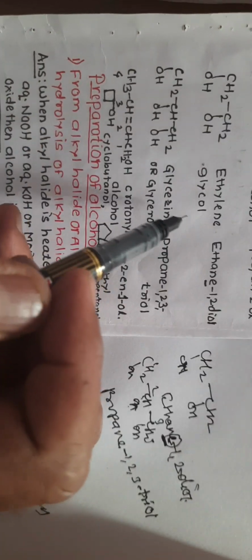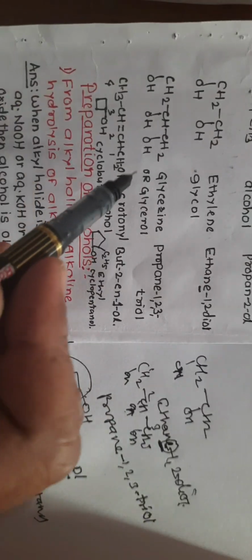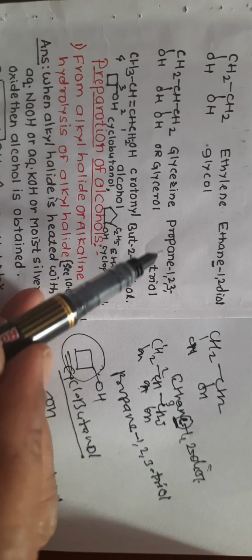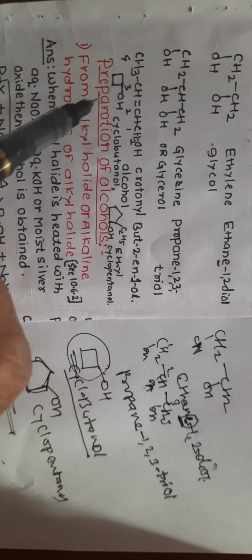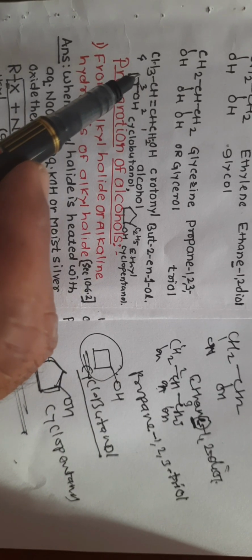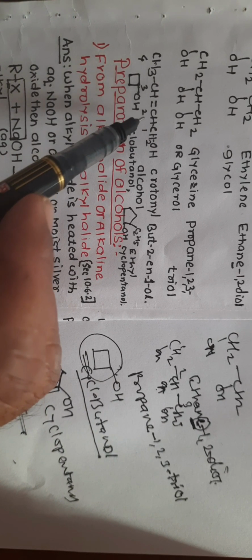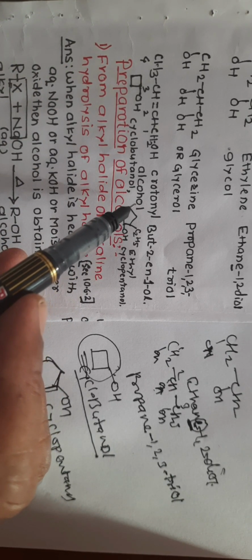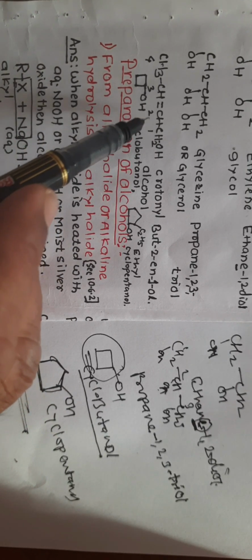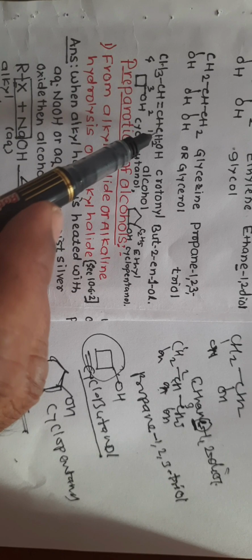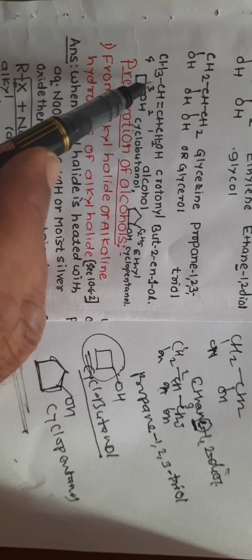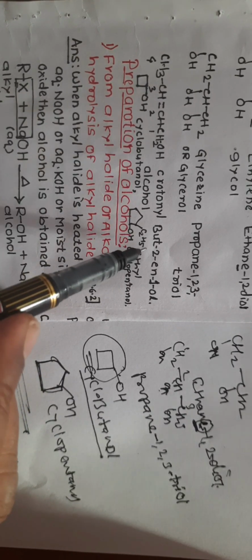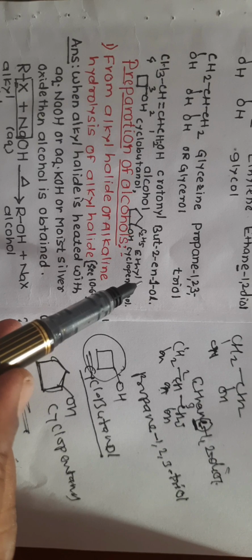CH2OHCH2OH is ethylene glycol or ethane-1,2-diol. Now CH2OHCHOHCH2OH is glycerin or glycerol. These are the common names. And the IUPAC name is propane-1,2,3-triol. Here I have taken one more, an unsaturated alcohol, CH3CH=CHCH2OH. It is important. The common name of this alcohol is crotonyl alcohol, and for the IUPAC name, there is a double bond. There are 4 carbon atoms, so the parent is butane, but there is a double bond between the second and third carbon. Therefore, butene, and the OH group is attached to the first carbon atom. Therefore, but-2-en-1-ol is the IUPAC name of this alcohol.